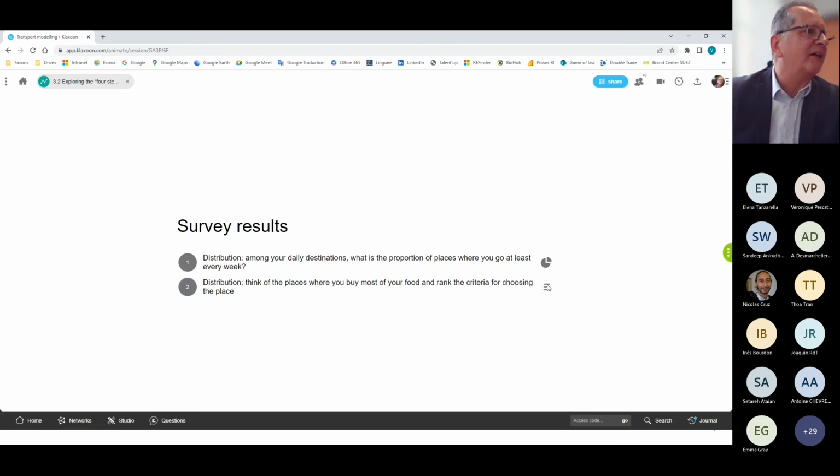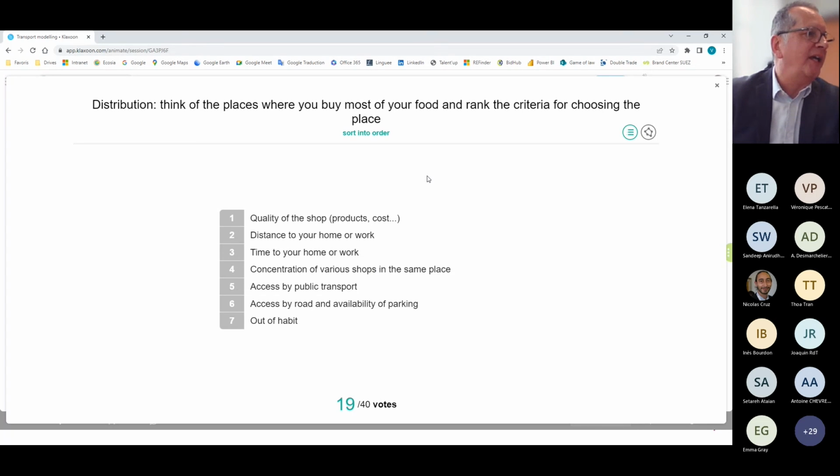And then ranking the criteria to choose the place where you buy your food. Okay, I think this is the way it is ranked on average. Quality of the shop first, distance from your home or work, criteria of time. Okay, then the choice, access by public transport is less important, then access by road, availability of parking. So what does it mean? That means that in our distribution model, maybe we should have some kind of characterization of the zones to represent correctly the shopping trips, which will eventually not be so dependent on access by road or public transport.